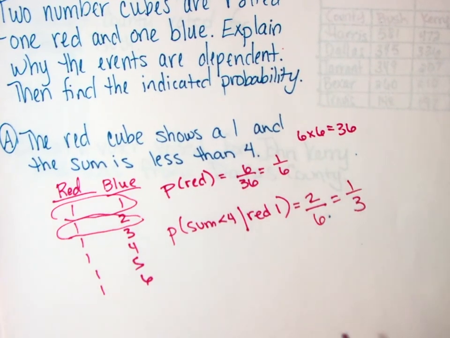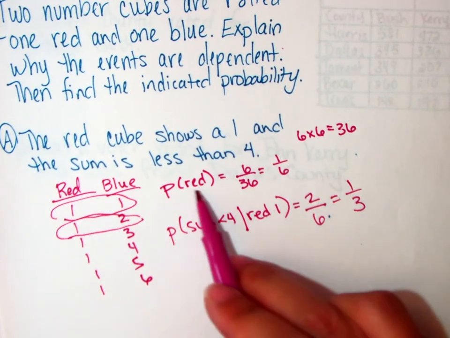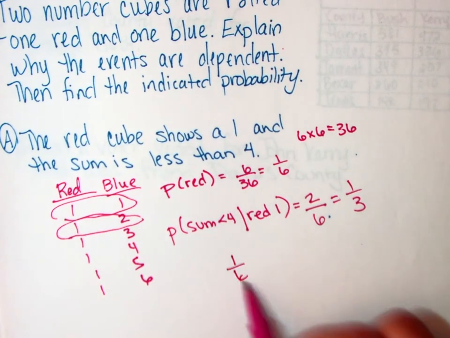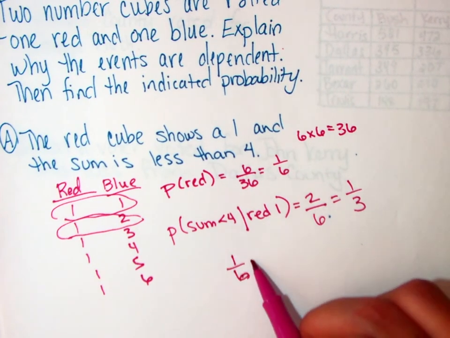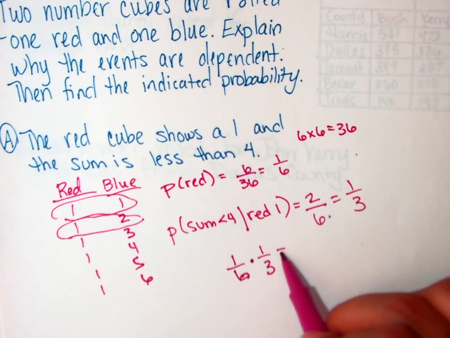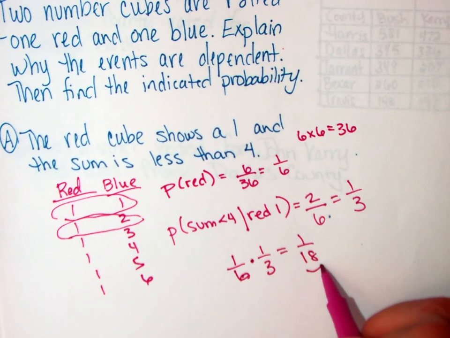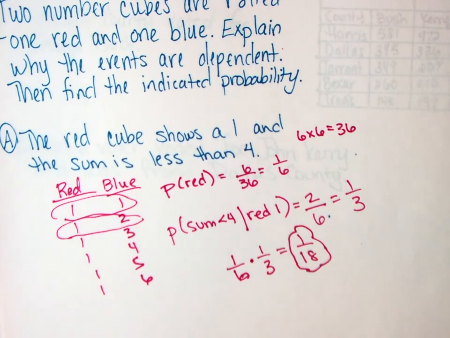Now what we have to do is put them all together. So rolling a red 1 is 1/6. After that's rolled, getting a sum of less than 4 is 1/3, and I'm left with 1/18 of both of them happening.